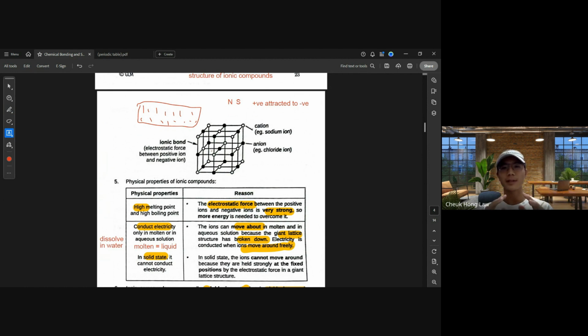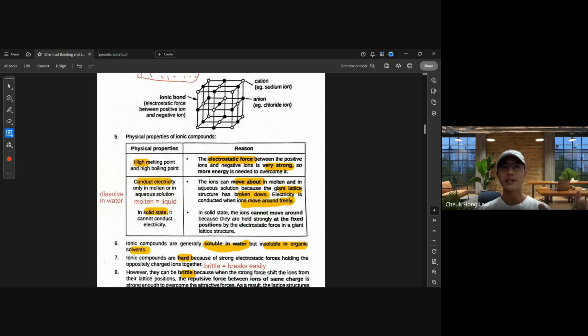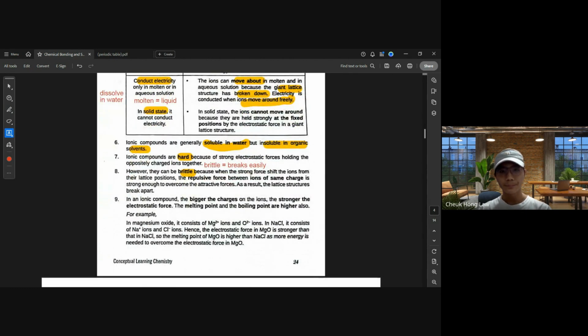So positive and positive, will they still attract each other? No, right? They will repel each other. So these repulsive forces will actually cause the ionic bonds to break. Okay. So the ions of the same charge will repel each other and then it will overcome the attractive forces. So that's how the lattice structure breaks apart.